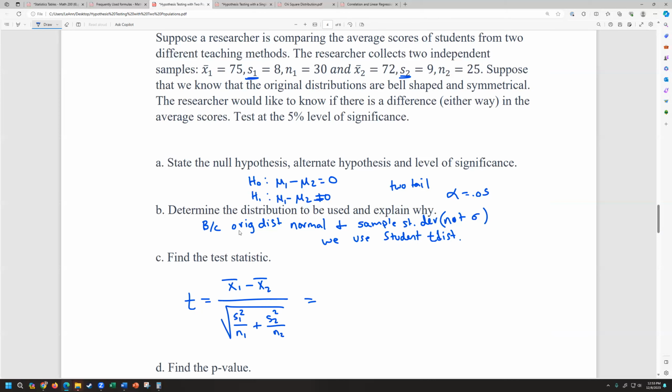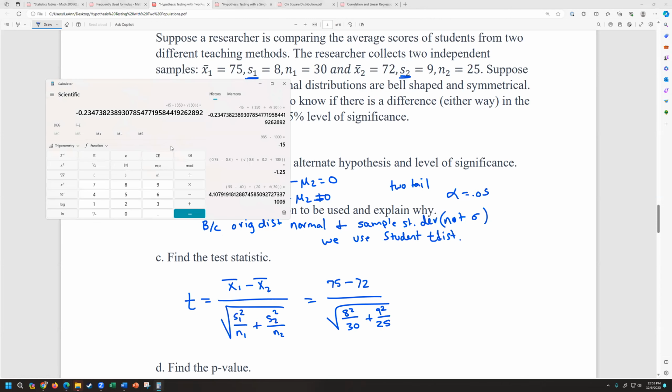Okay, so if we plug in everything we have, that would be 75 minus 72 all over, s1 is 8, so 8 squared over 30, plus s2 is 9, so 9 squared over 25 for that sample size. So we'll need to grab our calculator.